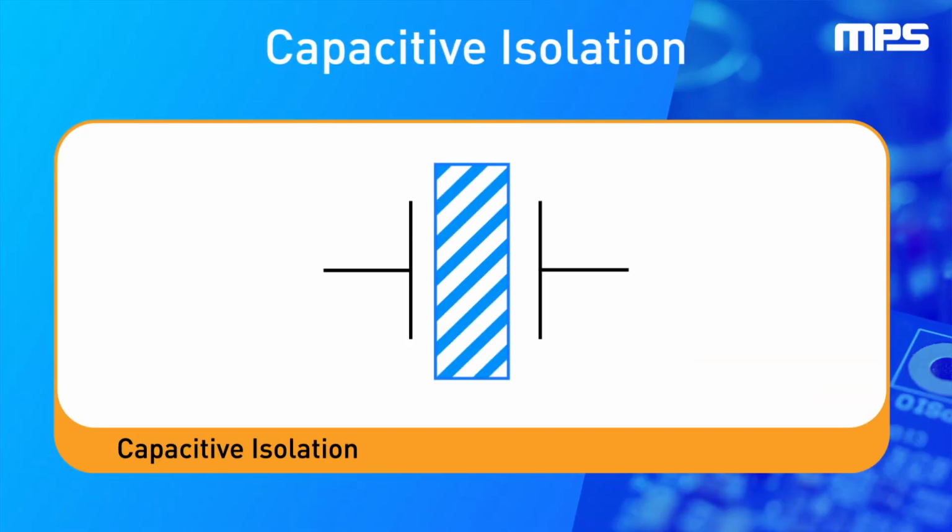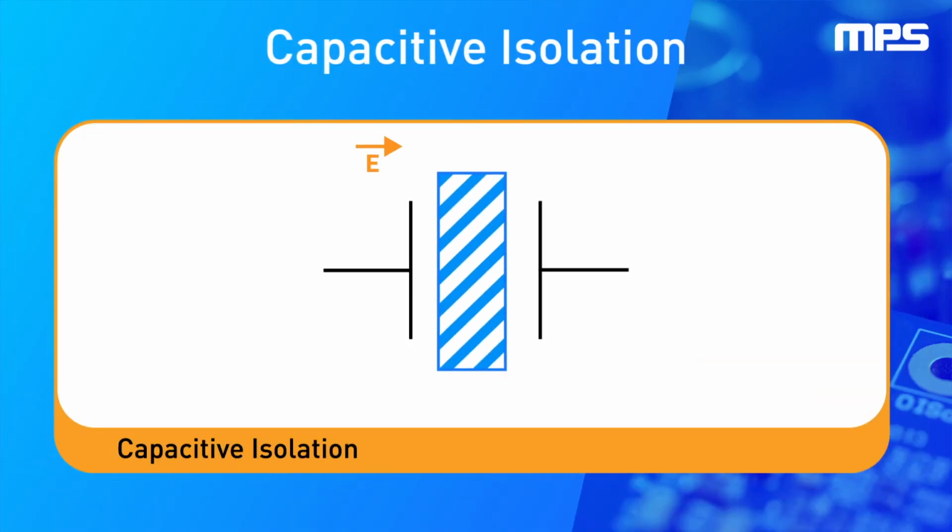The final method is capacitive isolation, which uses capacitive coupling to safely transfer information through the isolation barrier. Capacitive isolation offers the best performance regarding the isolation voltage, high reliability, and compact form factor. Capacitive isolation is primarily used to transfer data at high rates.